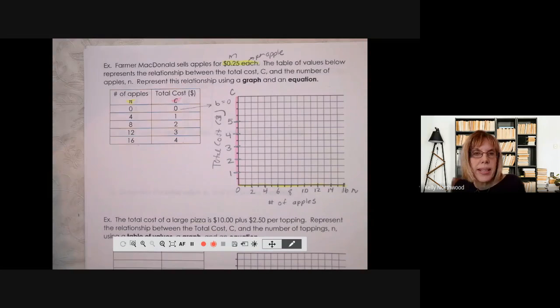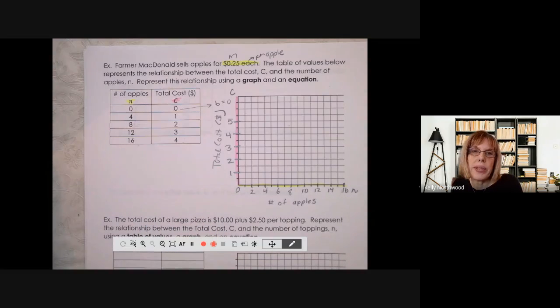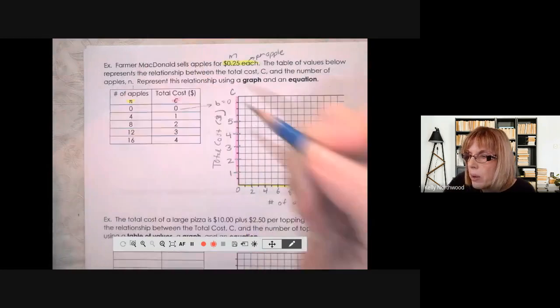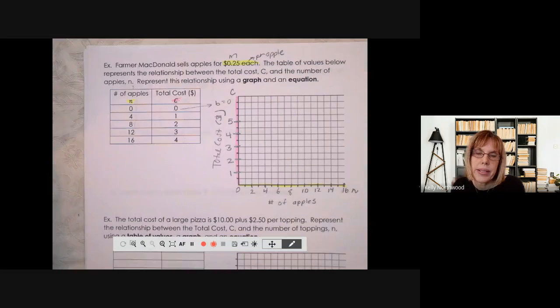So we haven't seen one of these very often where the numbers in our first column are bigger than our numbers in our second column, but it can happen. So just remember, the first column always goes on the horizontal axis and the second column always goes on the vertical axis, no matter what the numbers are.